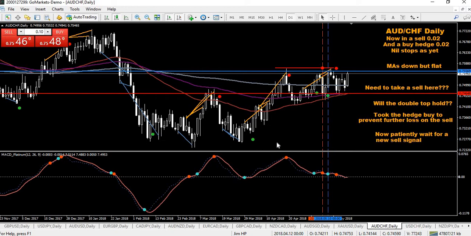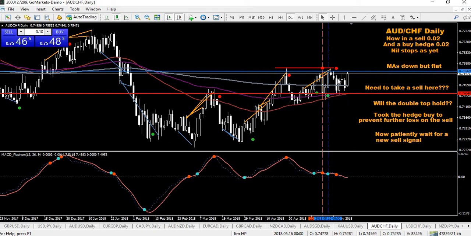Aussie Swiss franc. This one's a bit of a strange one. I don't know what happened here, but I missed, and I'm probably glad I did miss it. I took a sell trade. I had this nice little double bottom up here, and I wasn't that impressed with it because of the MACD level. Then I took a hedge buy trade, so I got a sell and a hedge, locking in a loss again. Seems to be a real theme on this one, isn't it, recently?